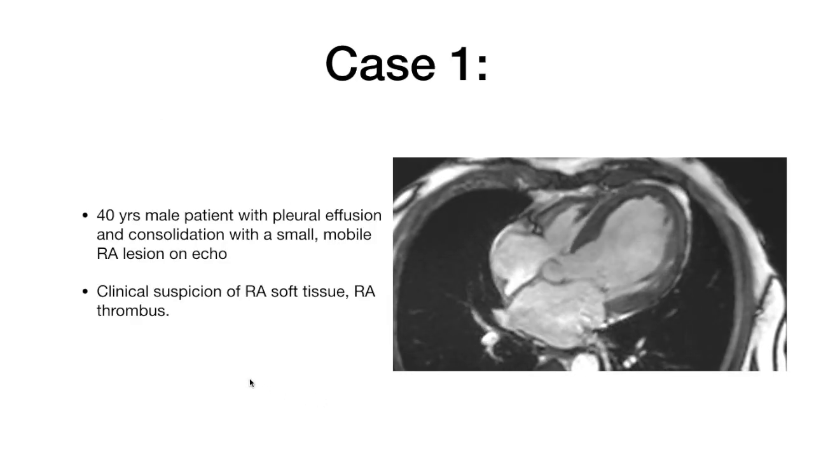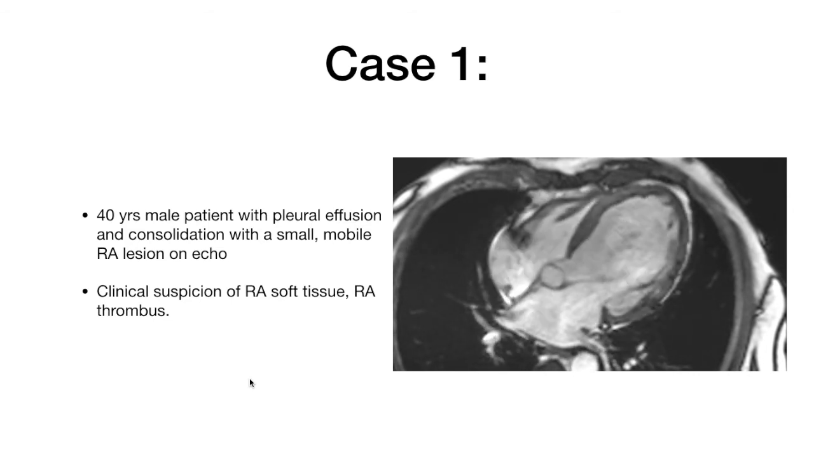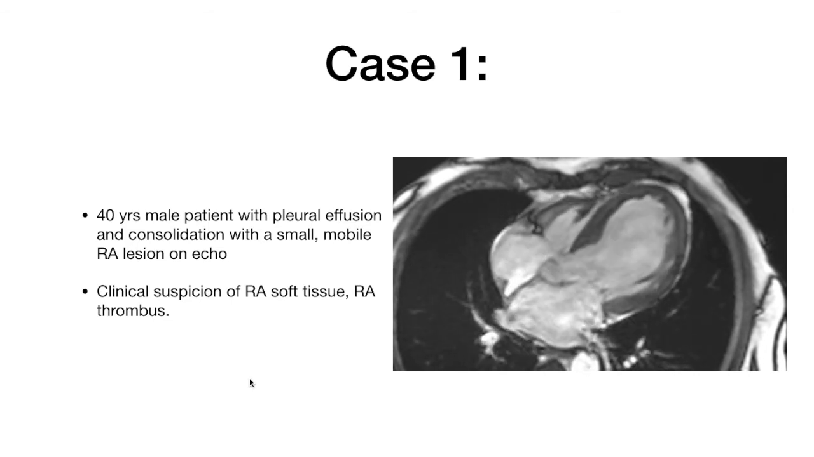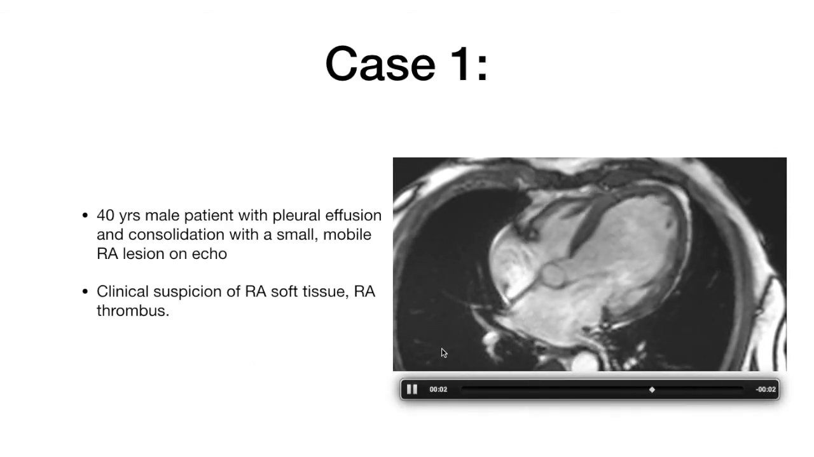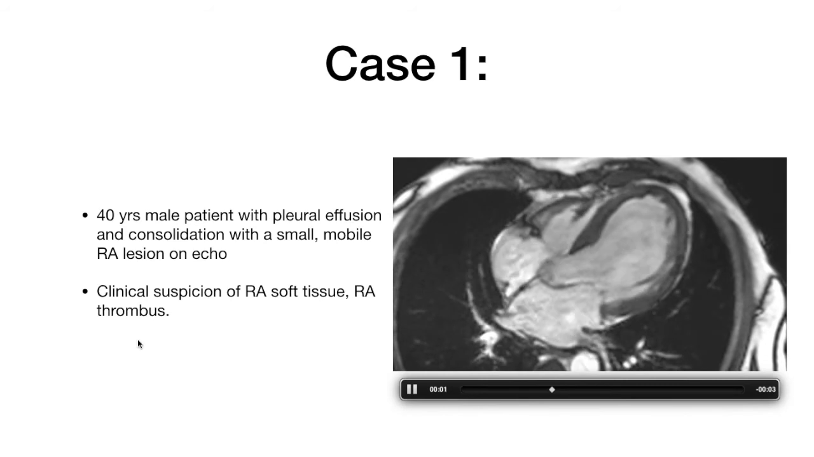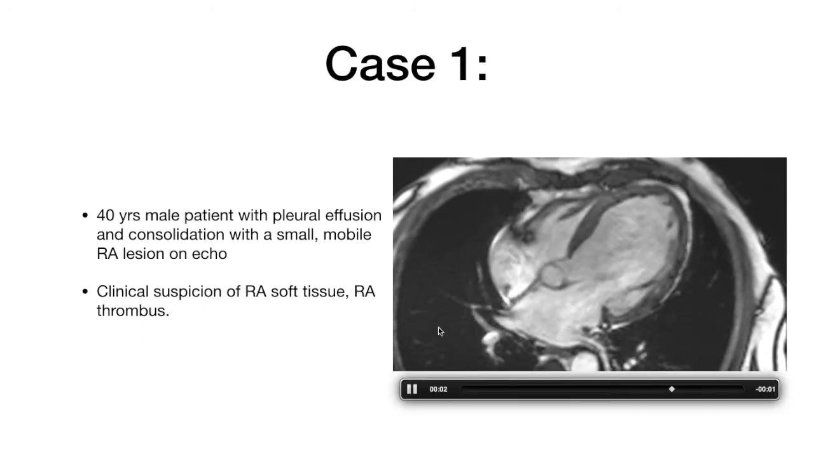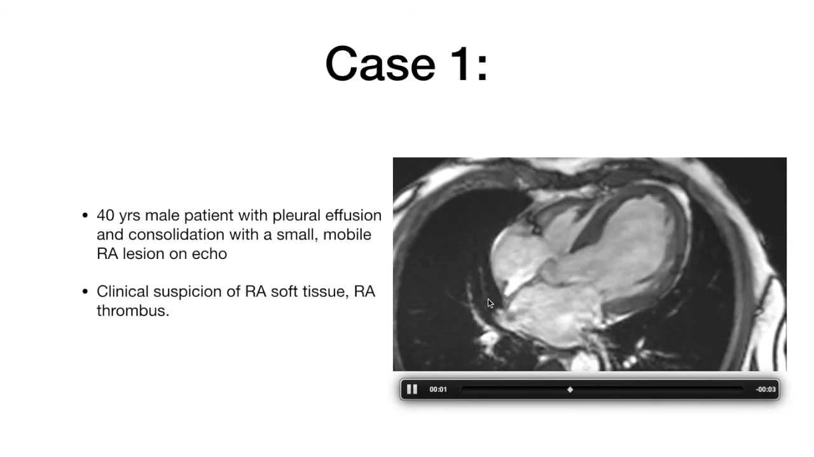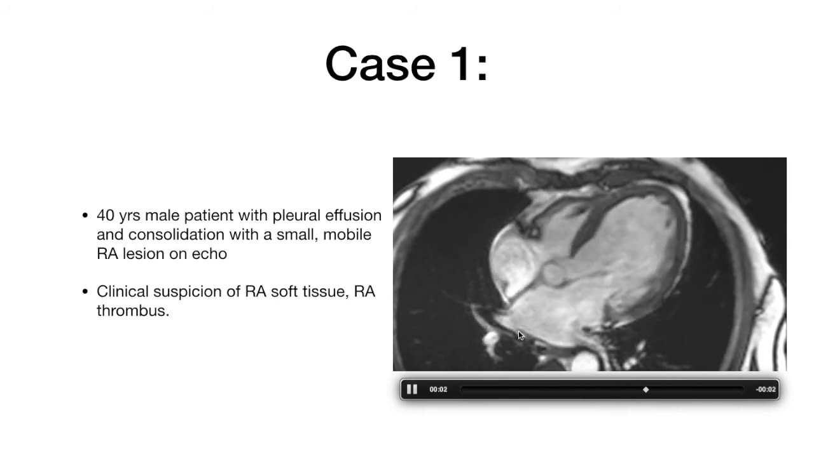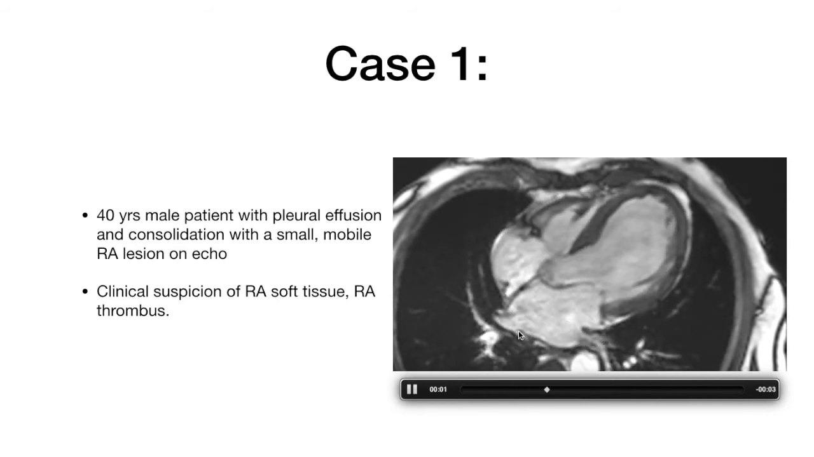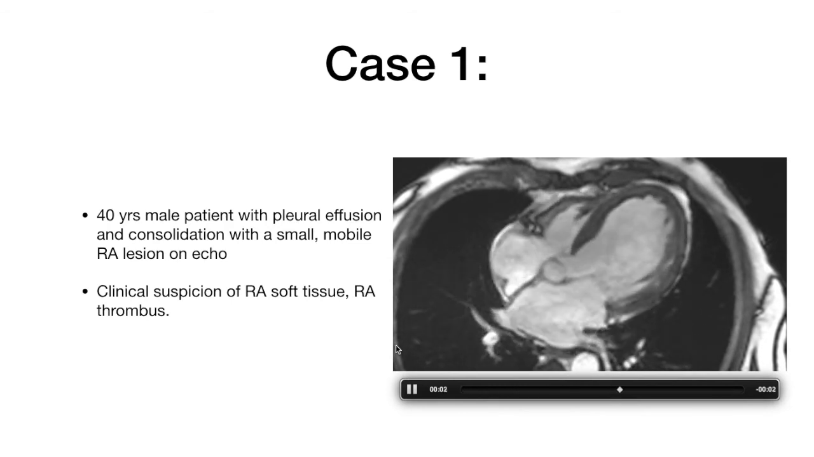So let's see our first case. A 40-year male having pleural effusion and consolidation with a small mobile right atrial lesion on echo. Clinical suspicion of right atrial soft tissue lesion or a right atrial thrombus was there. When we went through all the images, what we could evaluate is mildly prominent crista terminalis. No mass, no thrombus.